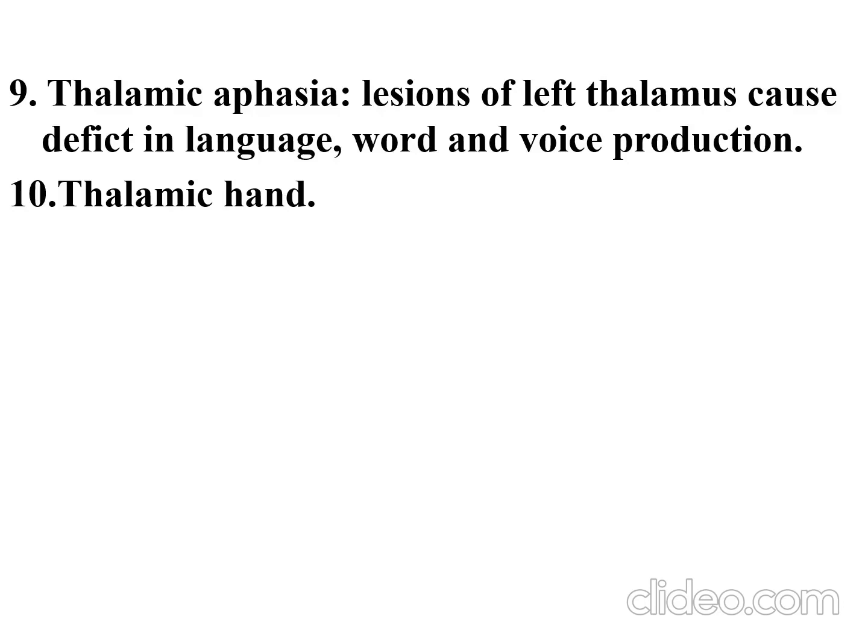And the next is thalamic aphasia. A lesion over the left thalamus causes defects in language production, word production and voice volume, etc. The next one is thalamic hand. Sometimes in a thalamic lesion, the contralateral wrist is flexed and pronated, the metacarpophalangeal joints are flexed and the interphalangeal joints extended. But the fingers can move slowly. This may be due to altered muscle tone in different muscle groups.